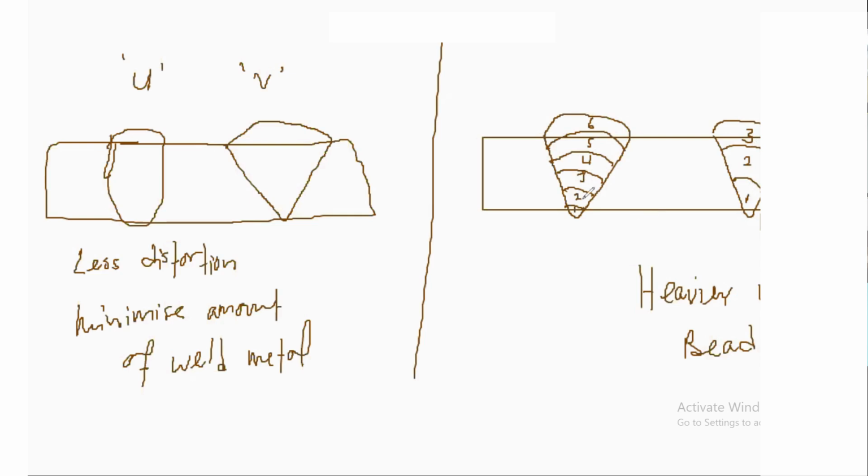And also here, you got more layers in this 6 layer. More layers mean more expansion, contraction, and more distortion. This one you got only 3 layers, less expansion and contraction. So that's why you got less distortion. So in this one, you got low distortion. That's the explanation for this one.